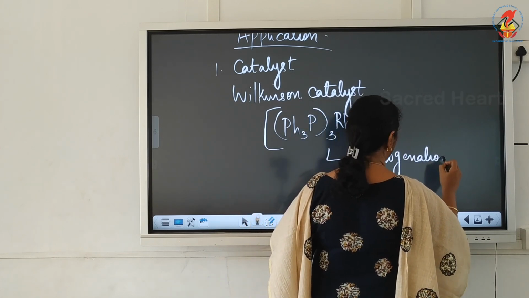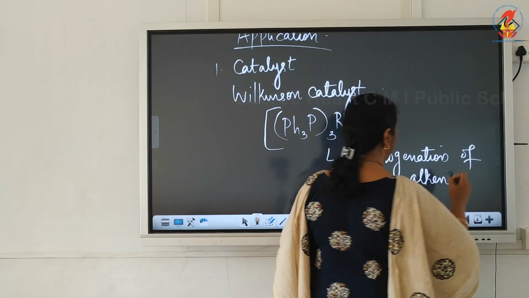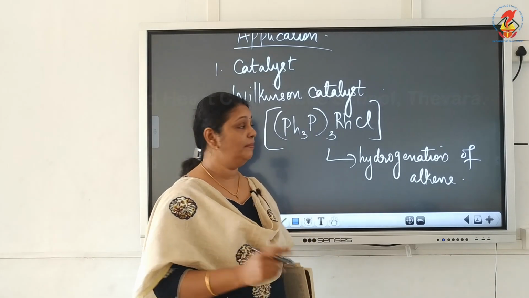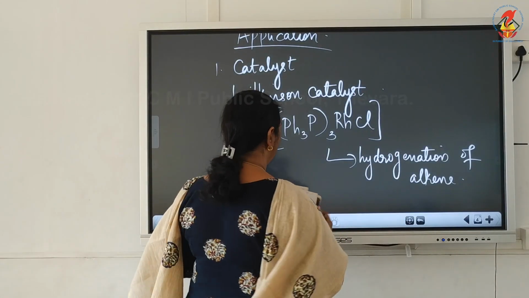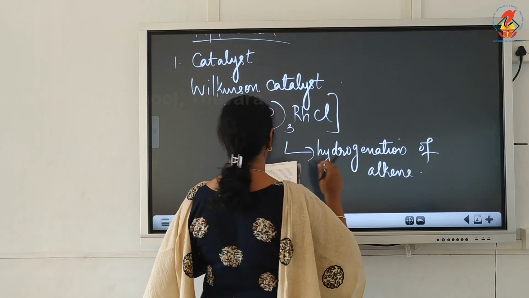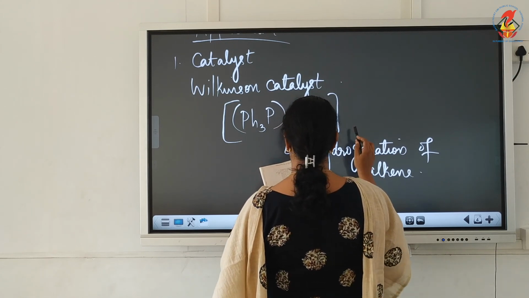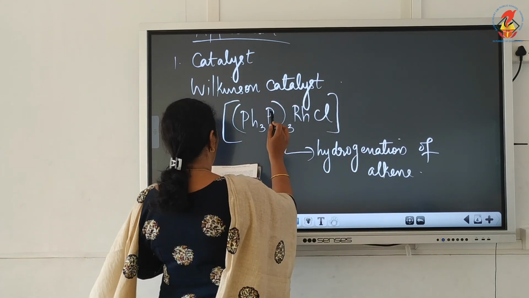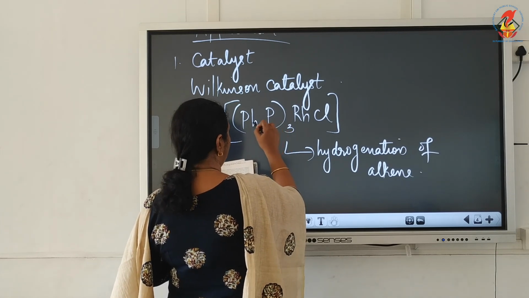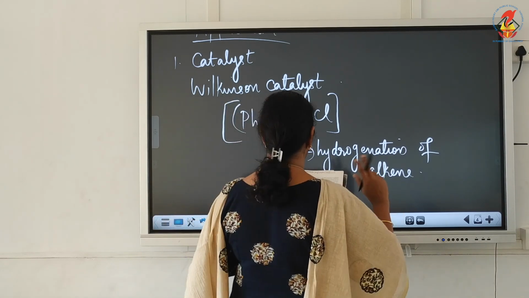Hydrogenation of alkene. What do you mean by hydrogenation of alkene? Addition of hydrogen to the double bond. Alkene has a double bonded carbon. Now, the IUPAC name of this catalyst, (PPh3)3RhCl. The ligands are chlorido and PPh3. Ph is the phenyl group, triphenyl group, and capital P is phosphorus, phosphine.